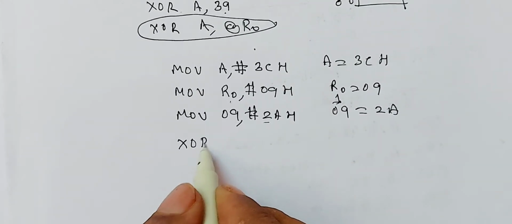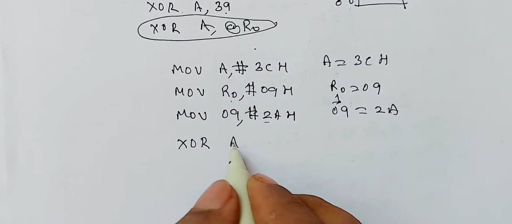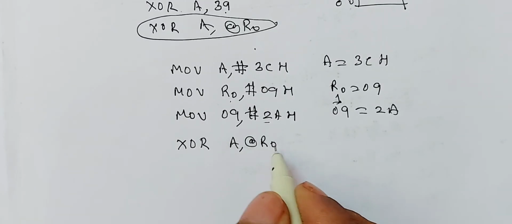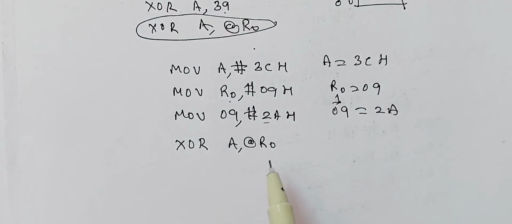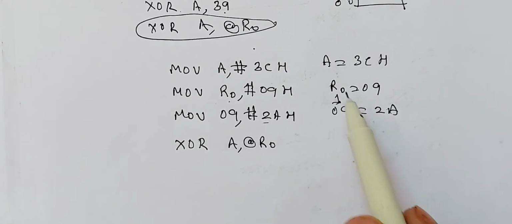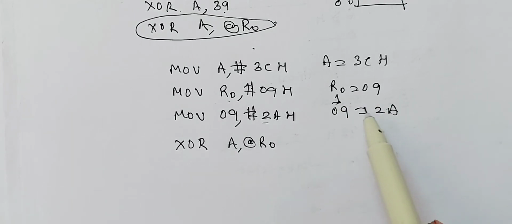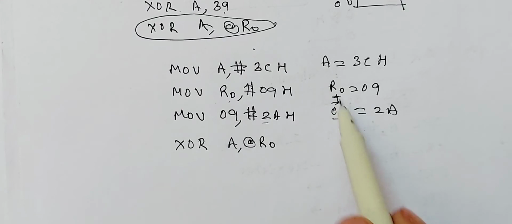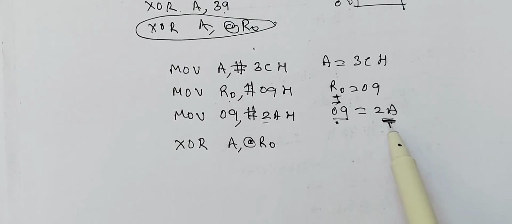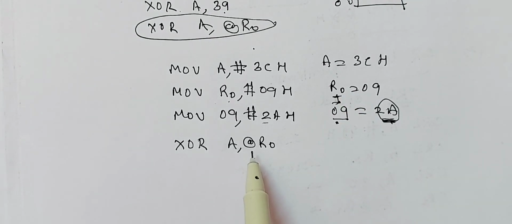Then exclusive OR, that is XRL A, @R0. That is, whatever value is present in the address given by R0. What is the address given by R0? It is 09, because R0 is 09 in which we have stored 2A. Therefore the number present there is 2A. So the number present in the address given by R0, that is indirect addressing mode, is exclusive ORed with the value in A.